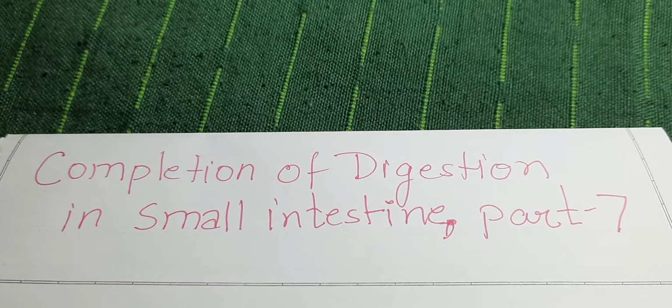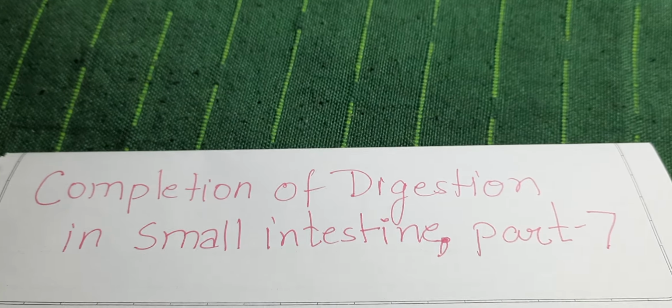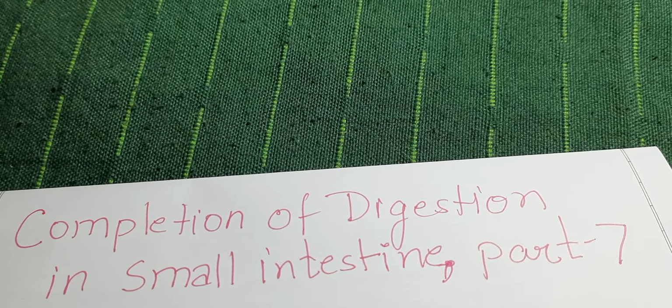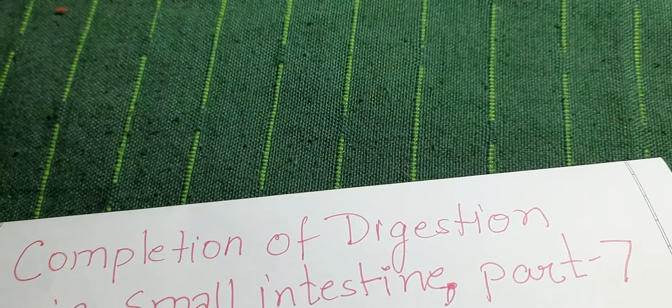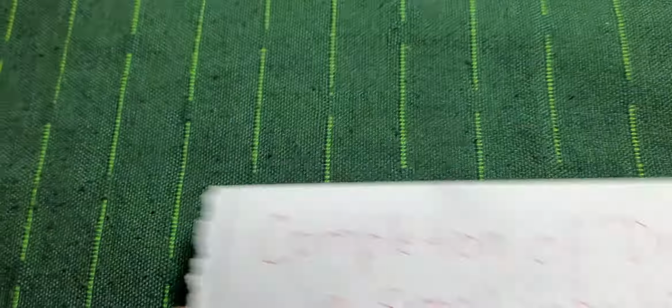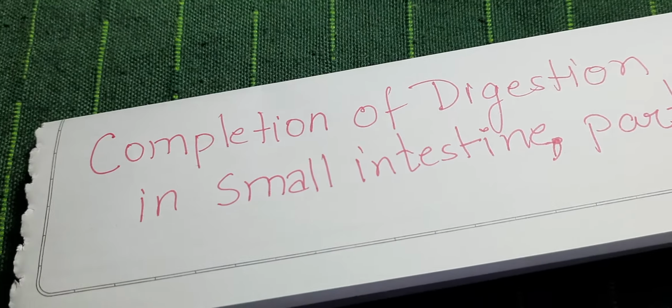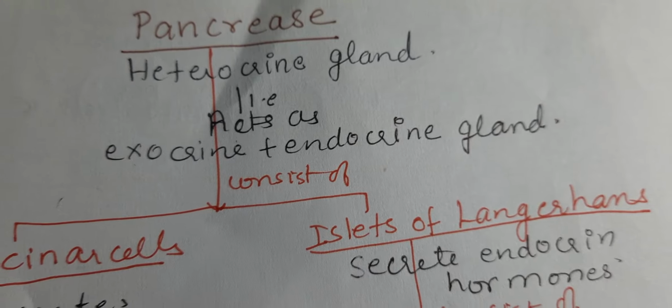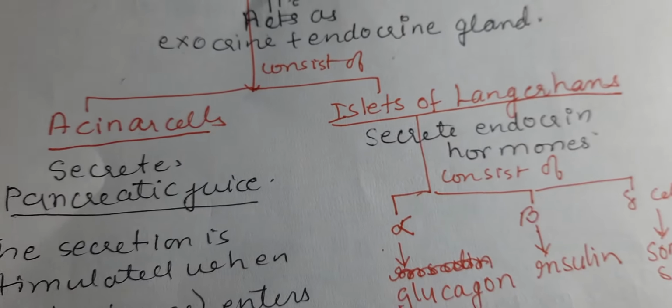Dear student, now we will see how digestion gets completed in the small intestine, and we will also discuss the role of pancreas. So here we will start with the role of pancreas. Pancreas is a heterocrine gland and it acts as an exocrine as well as endocrine gland.